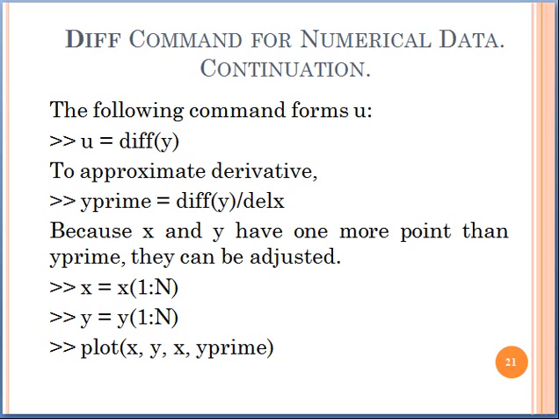Now for u we have a command u equal to df of y using the above relations that we have seen. Now for approximating it, we have y prime equal to df of y upon del of x, that we have seen del y by del x, we are putting it here. Now because x and y have one more point than the y prime, they can be adjusted as x equal to x from 1 to n point and y also from 1 to n point, and then we can plot the.